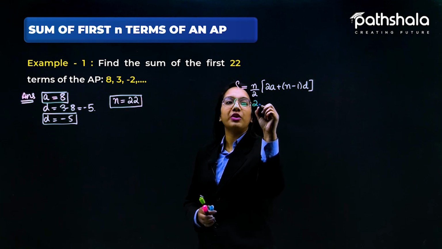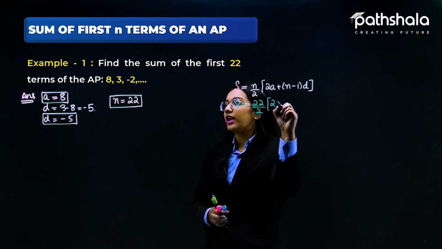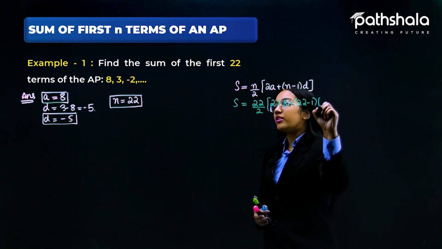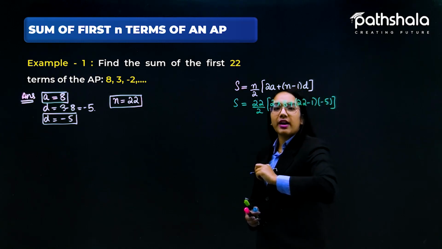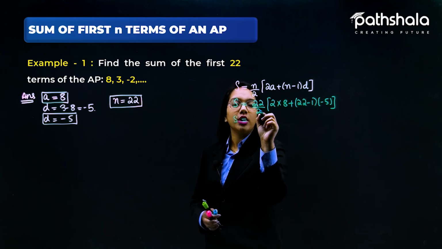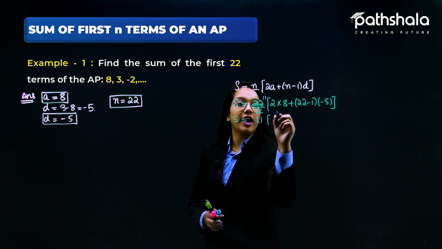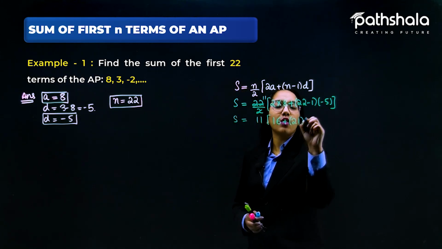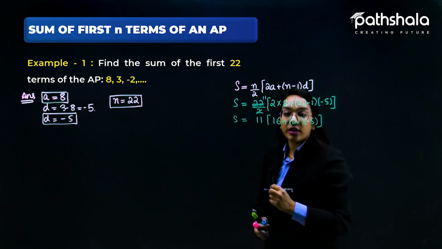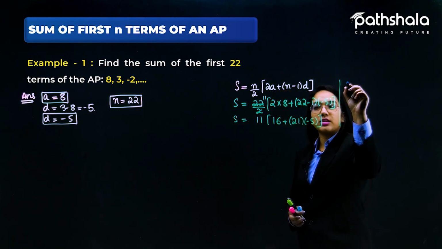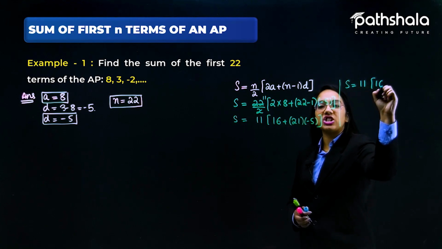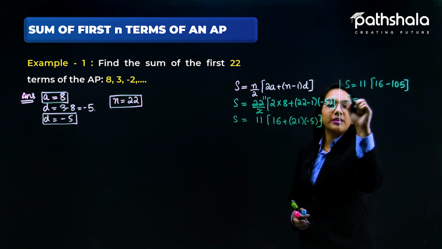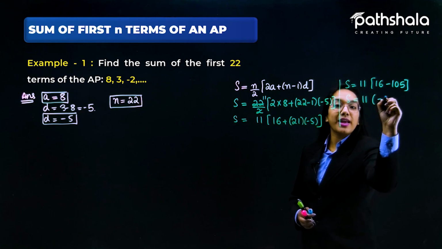S is equal to n is 22, so 22 by 2, times 2 into a, which is 8, plus 22 minus 1 into d, the common difference, which is minus 5. Now let's sort it out. S is equal to 22 by 2, which is 11. Further, we have 8 into 2, which is 16, plus 21 into minus 5. Now again we can sort it out: S is equal to 11 into 16 minus 105, and further S is equal to 11, and we get the answer as minus 89.